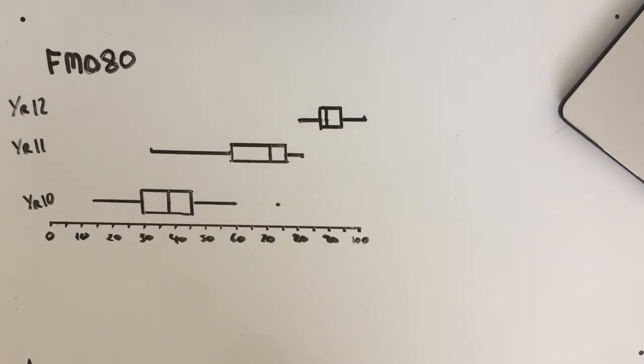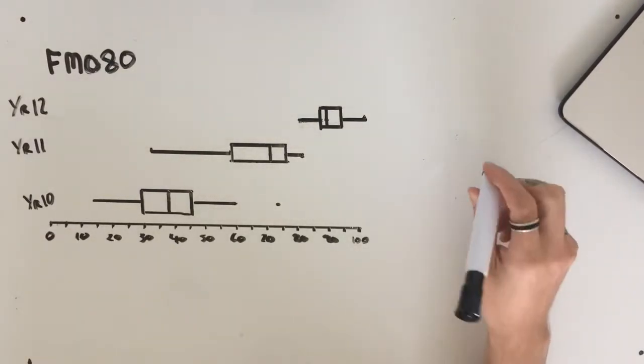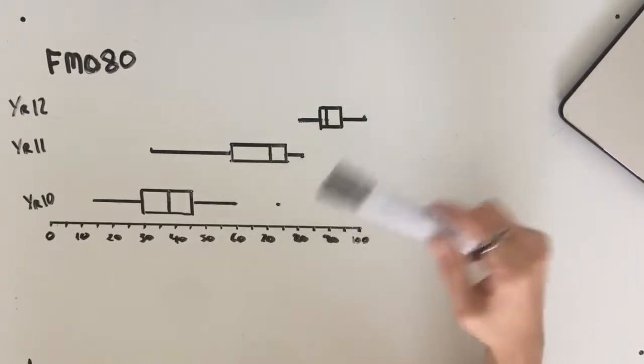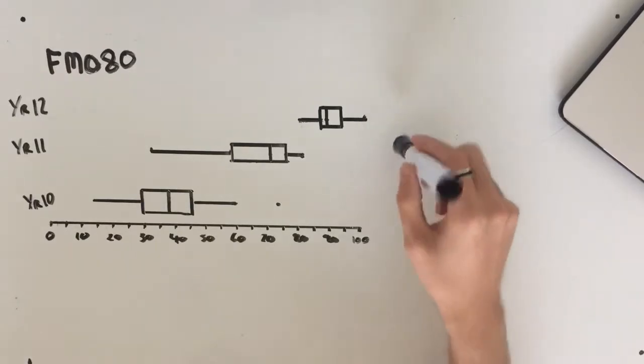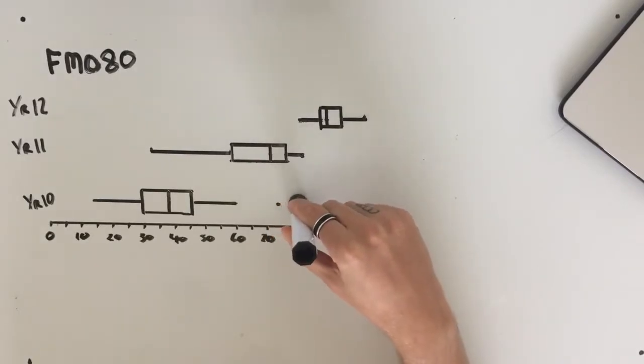So the question says, the parallel box plots below compare the distribution of stress for 54 schools for the year levels Year 10, Year 11 and Year 12. So we've got a bunch of parallel box plots here. At a quick look, we can see that the stress levels are highest in Year 12, second highest in Year 11, and lowest in Year 10.